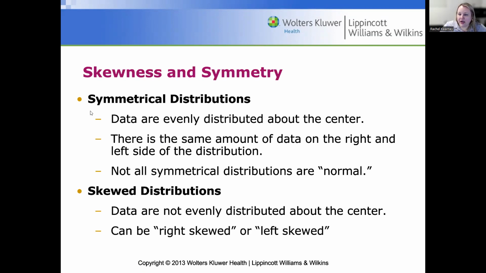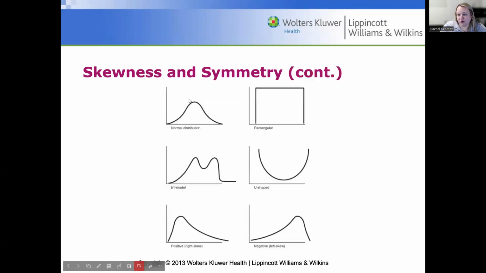Skewness and symmetry. Sometimes when we look at our data graphed out, we want to see if there are symmetrical distributions. Are the data evenly distributed around the center? Are the distributions normal or not normal? We'll go into a conversation about that as we go into some of the tests a little bit later. Is there basically the same amount of data on the right side and the left side of the distribution? These distributions can be symmetrical or they can be skewed. Skewed might be that data are not evenly distributed around the center, and they can be right skewed or left skewed. So you can see this would be a normal distribution.